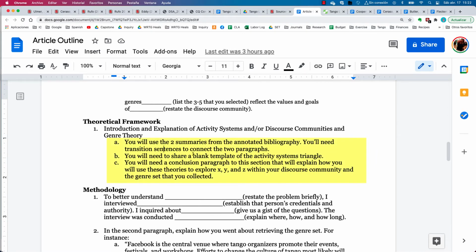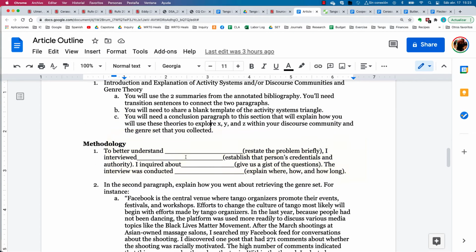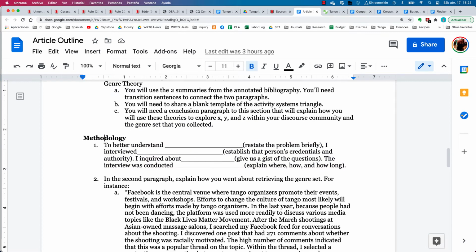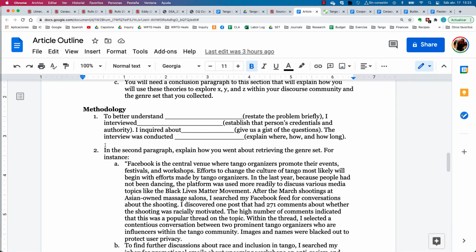All right, and so you will need to share also in that section a blank template of the activity systems triangle, and then you need a conclusion paragraph that will explain how you will use these theories to explore X, Y, and Z. So this is where you are restating that problem statement. You're going to use these theories to explore these issues in your discourse community and the genre set that you collected. All right, so then the next section is going to be the methodology section.